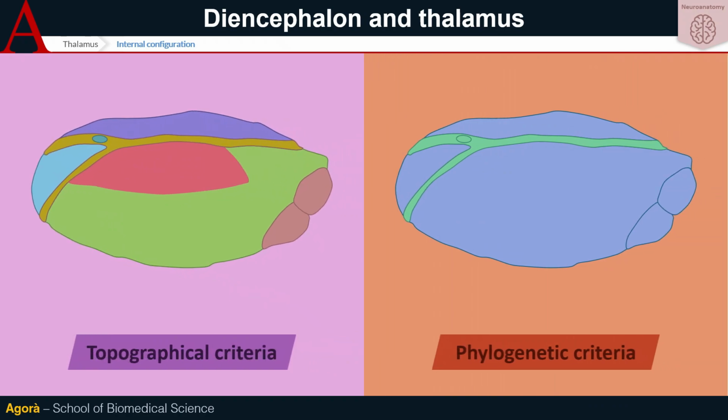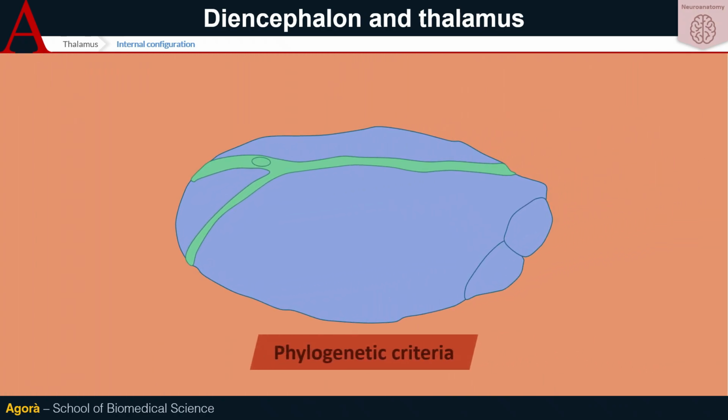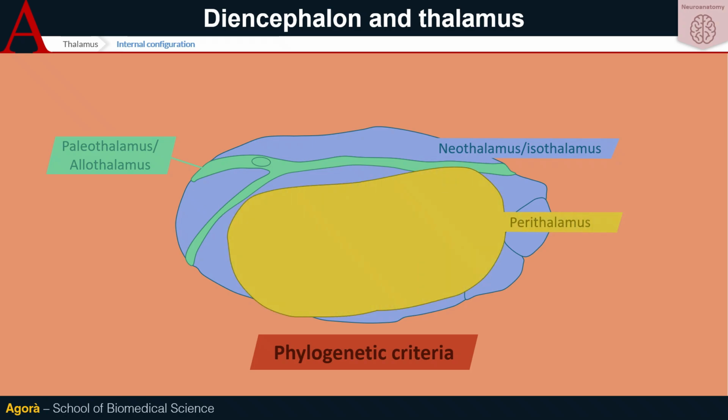According to the phylogenetic classification, there is an older group of nuclei, known as the paleothalamus or allothalamus, consisting of the intralaminar and midline nuclei, and the more recent group, the neothalamus or isothalamus, which comprises all the remaining nuclear groups. The reticular nuclei are referred to as the perithalamus.